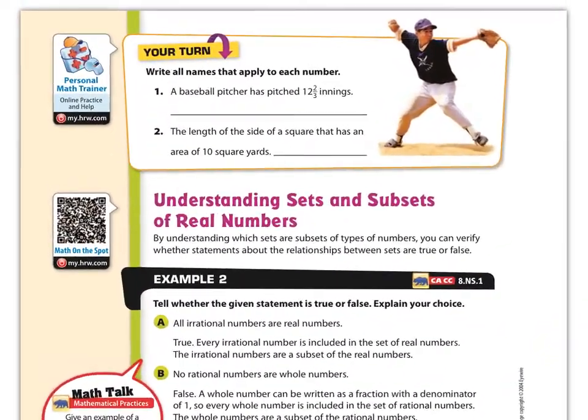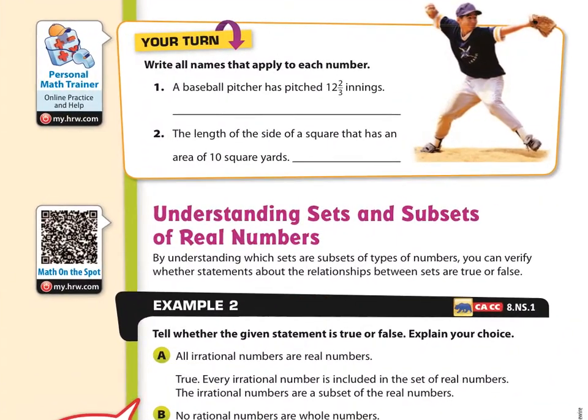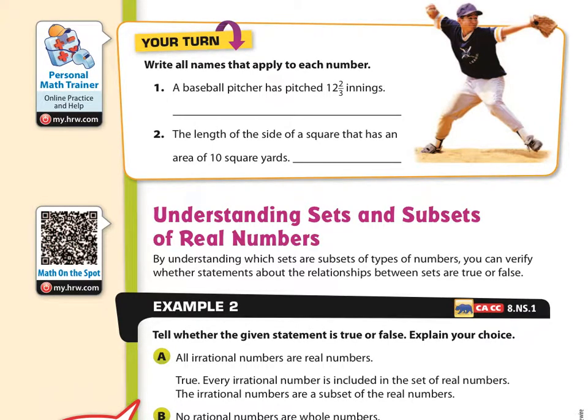Okay. On the next page, we have this "your turn" at the top. We're going to write all the names that apply to these numbers. So number 1, a baseball pitcher has pitched 12 and 2/3 innings. So I see a fraction with 2 integers, a 2 on the top and a 3 on the bottom. So this is going to be a rational number, right?